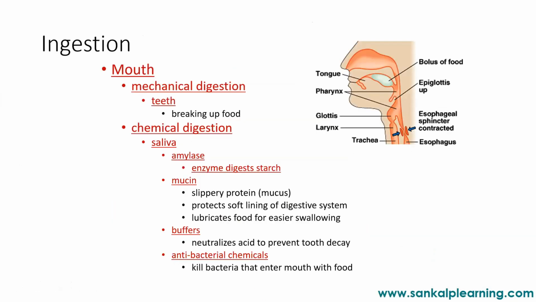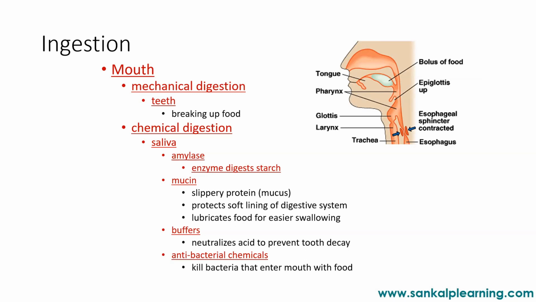In chemical digestion, what happens? The food is mixed with certain chemical substances present in our body, which have enzymes. Those enzymes break down the nutrients present in the food. The first one is saliva. Saliva has an enzyme called amylase. This enzyme digests starch, or carbohydrate. Amylase is involved in the digestion of carbohydrates.